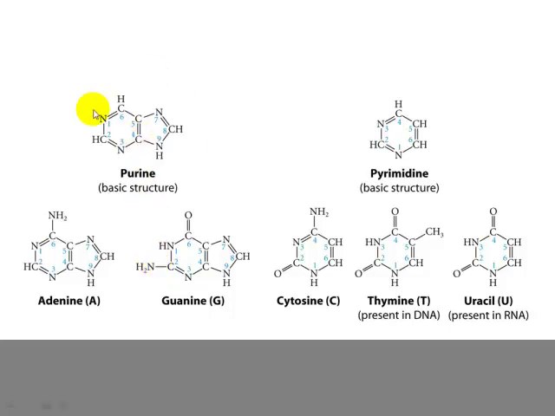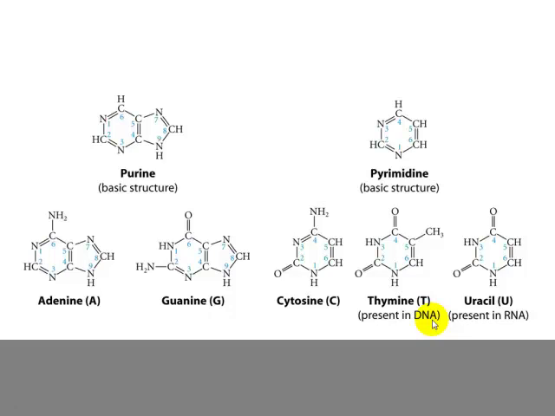The purine base has this type of shape. 6 sides here, 5 sides there. It's a nitrogenous base, it has nitrogen. Just adenine, guanine. And then if you have only 1 ring, it is the pyrimidine. And then you know that DNA will have thymine and cytosine, and then RNA will have uracil instead of the thymine. And that would be one of the differences between the DNA and the RNA.